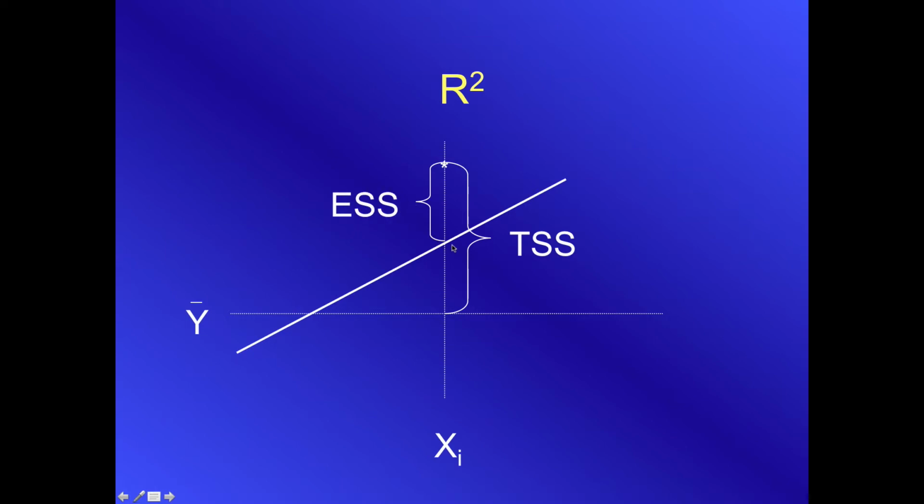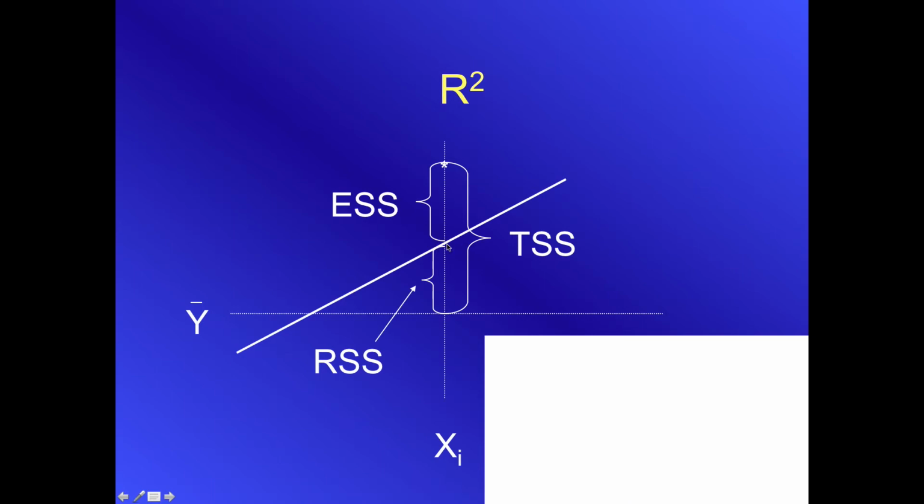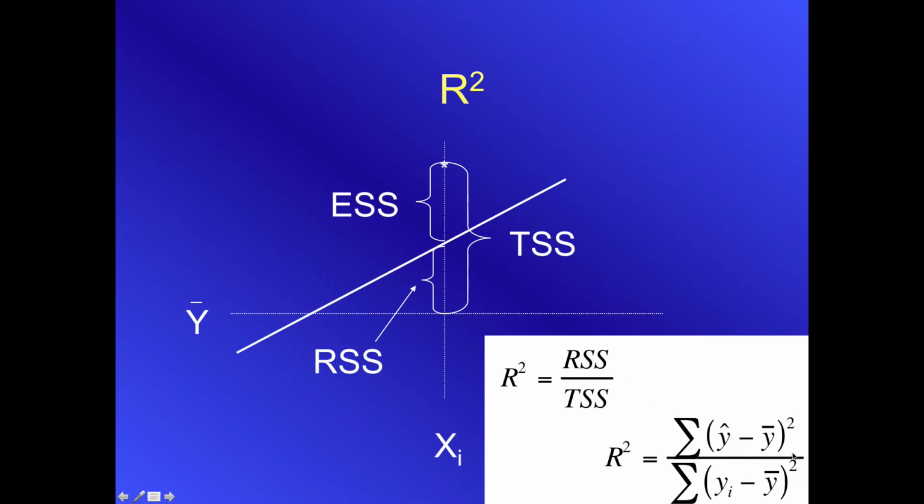We talked about that already, right? And then what's left over is the regression sum of squares. This is the amount of the total that is explained by this line. So the R square is just the proportion of total variation that is explained by the line. And this is the equation for it.